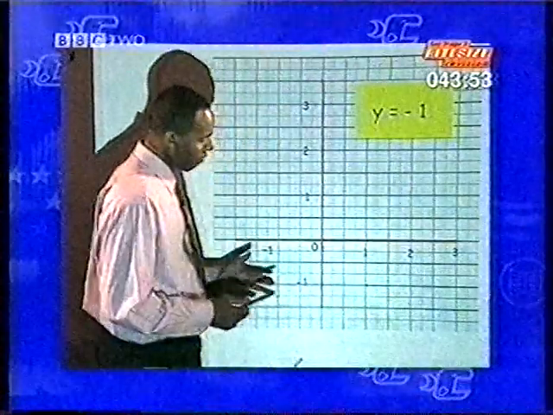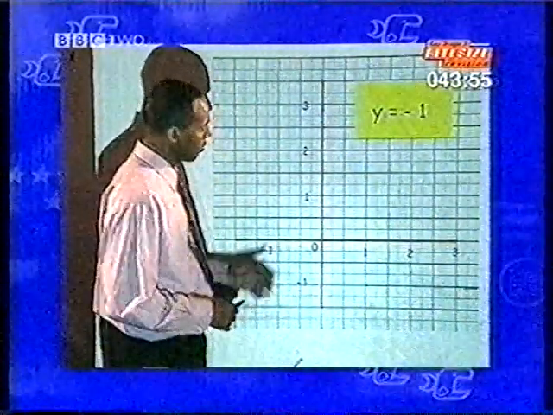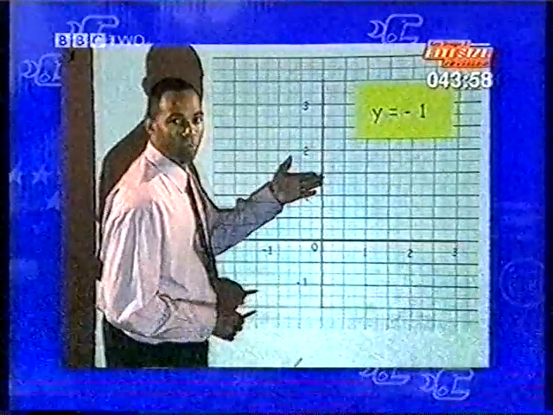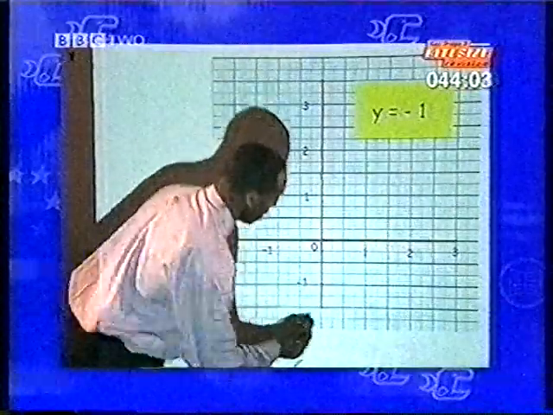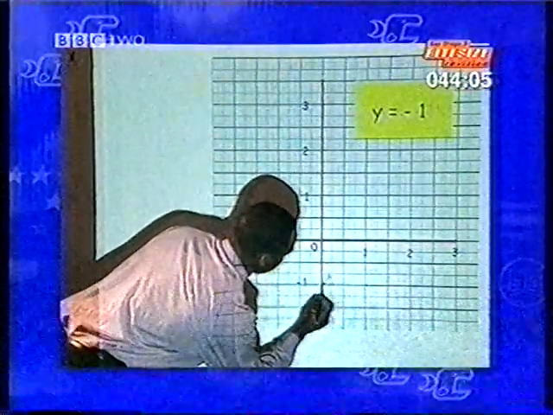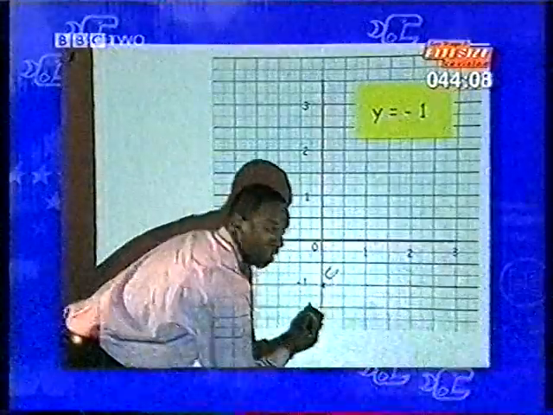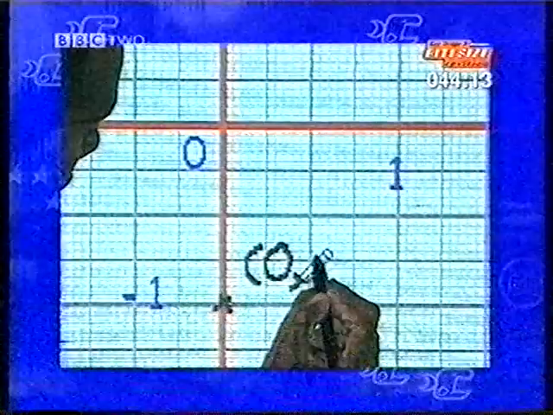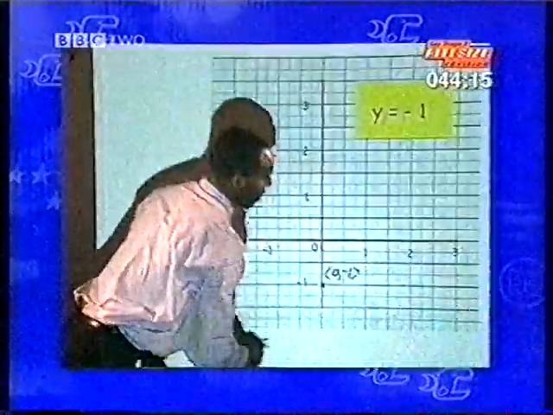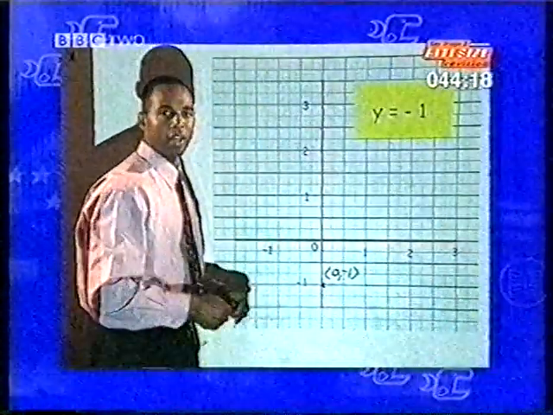Let's consider another example, the equation y equals minus 1. We can represent this as a graph by drawing coordinate points. Okay, if we consider where x equals 0, that's here, y will equal minus 1. So let's mark this point and label it. Open brackets, x coordinate first, 0, comma, minus 1, close brackets.